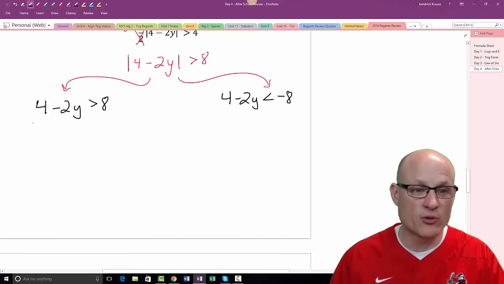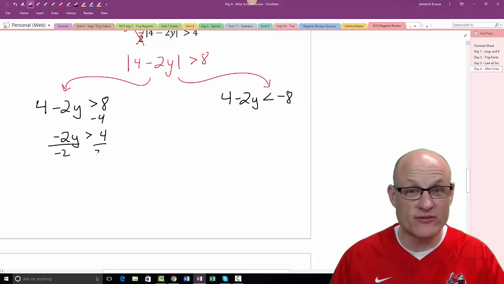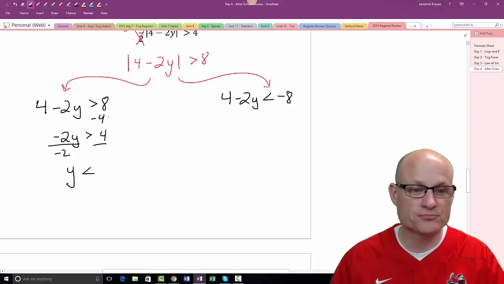Solve it. I'm going to subtract 4. Subtract 4. So I get negative 2y is greater than 4. Divide by negative 2. There's that negative 2 we're dividing by. So you got to remember you're going to flip the sign, right? Don't forget that. Y is less than... I don't know why I put 22. That should be negative 2. Y is less than negative 2.